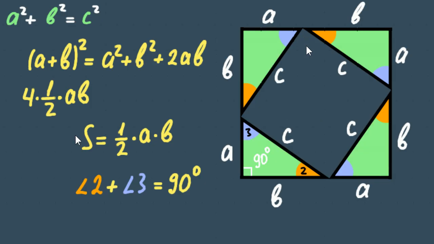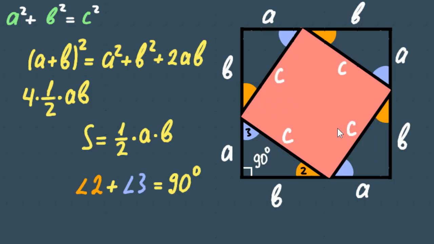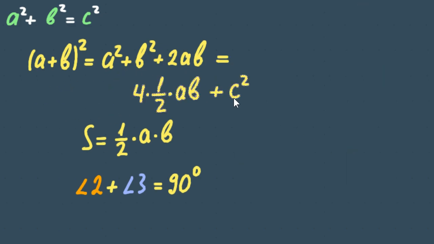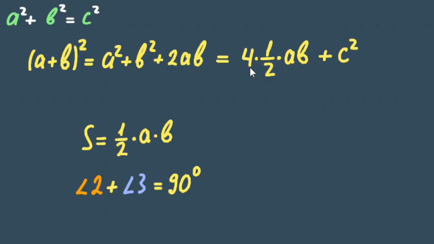I add the area of the square to the 4 areas of the triangles. I've obtained the area of the large square. Now I will equate these two expressions. 4 times 1/2 equals 2. And all that's left is to cancel out the identical terms on both the right and left. So, I have proven the Pythagorean theorem.